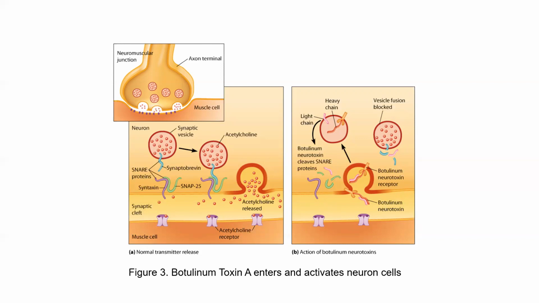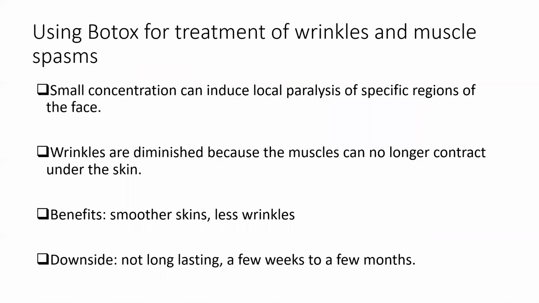But when toxin A enters the neuron, it will cleave the protein, so then the vesicle can no longer bind to the synaptic cleft. So that's why muscle contraction is being blocked, which is a very deadly condition for the brain cell. Very deadly. And that's how you use a low concentration of Botox for treatment of wrinkle and muscle spasm.